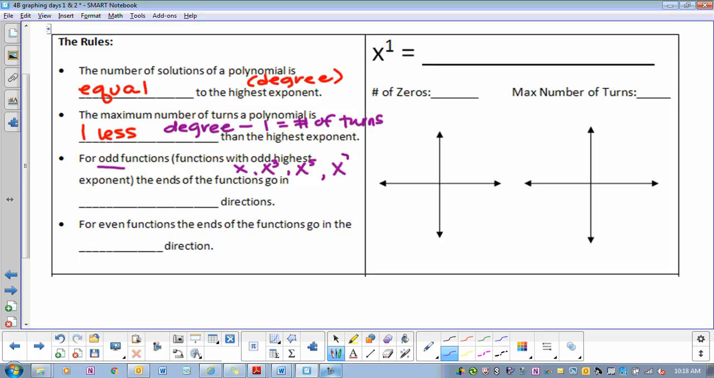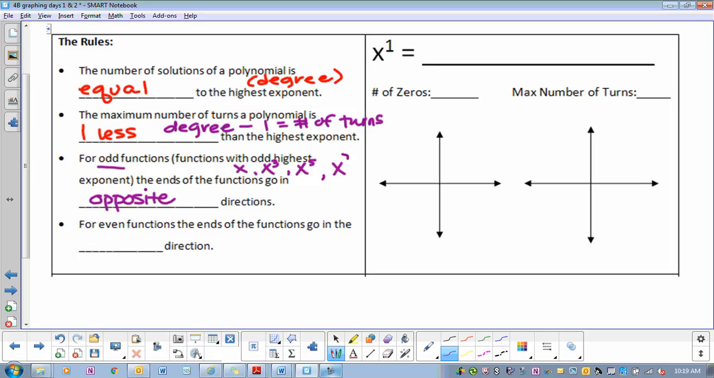So for odd functions, basically the end behaviors, remember how we talked about the arms of the graph, the left arm and the right arm? They're going to do opposite things. They're going to go in opposite directions. If I have an odd function, I know that if one arm goes down, the other one goes up. I have to do the opposite. If one goes up, the other one has to go down.